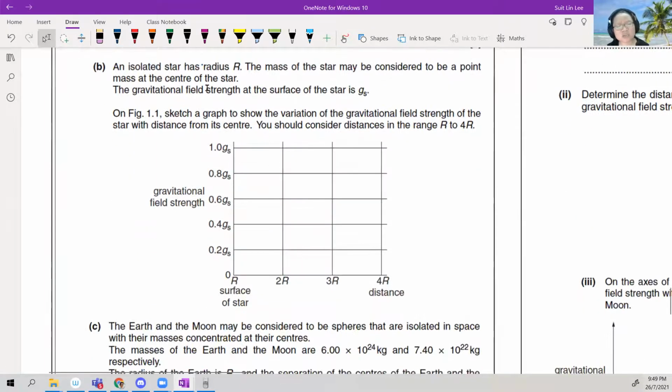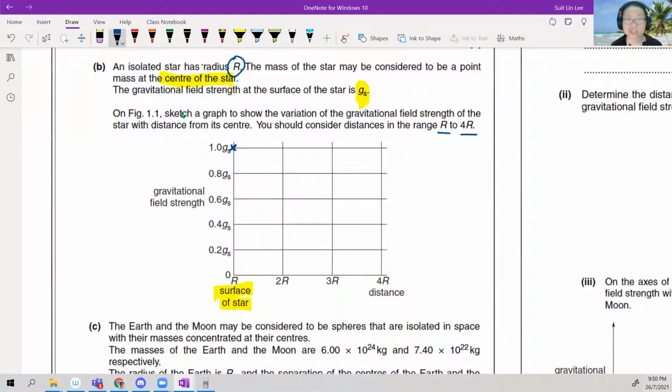All right, an isolated star has a radius r. The mass of the star can be considered to be a point mass at the center of the star. The gravitational field strength at the surface of the star is Gs. Okay, at the surface, Gs. Let's plot. Go here, 1 Gs. Sketch a graph to show how it changes from R to 4R.